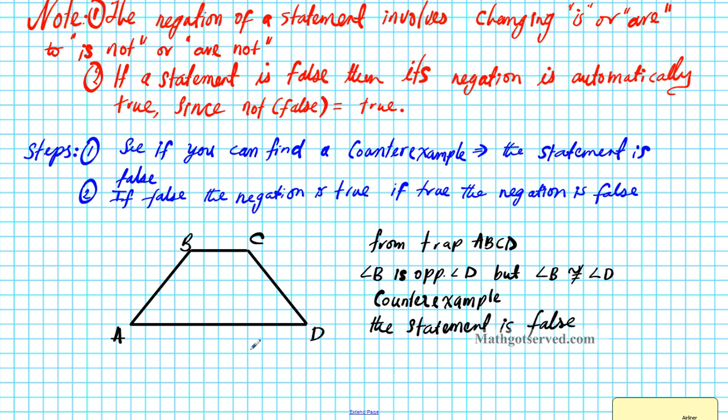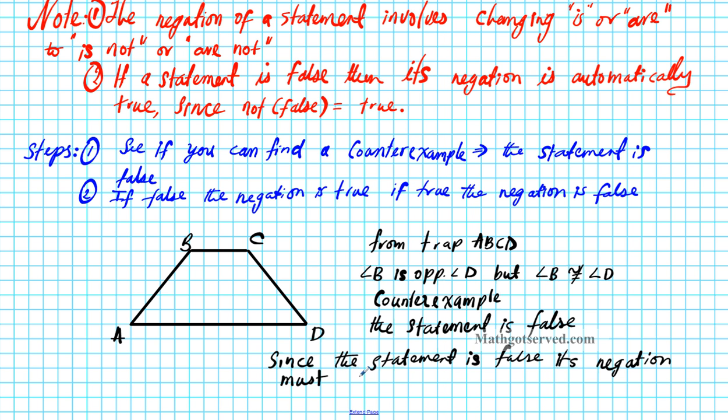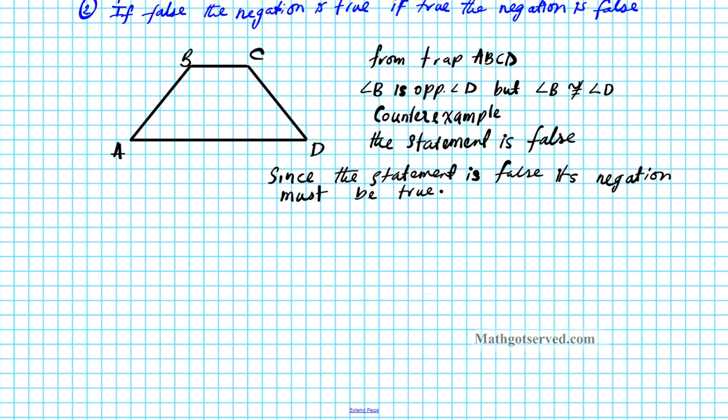Now that we've shown that the statement is false, it automatically follows that the negation is true. Let's write that down. Since the statement is false, its negation must be true. So what is the negation of this statement? The problem doesn't ask you for it, but let's go over that just as a good review.